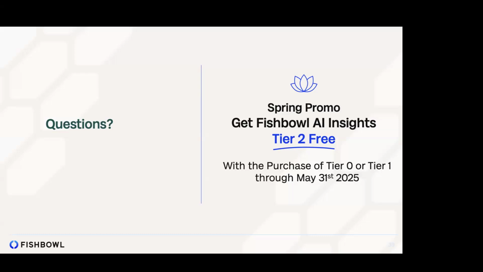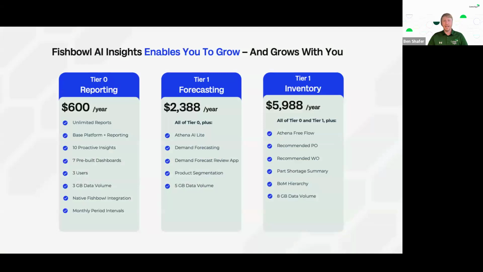Great. And then there's a couple questions on pricing if we want to pull that up. Yeah, let's do that. So a couple different levels. That base level reporting starts at $600 a year. The tier one, which is everything in tier zero plus the forecasting that we went through today, is $2388 a year. And when we go to the tier two, which is that inventory optimization, you get everything included in that 45-day trial period. That's $5988 a year.